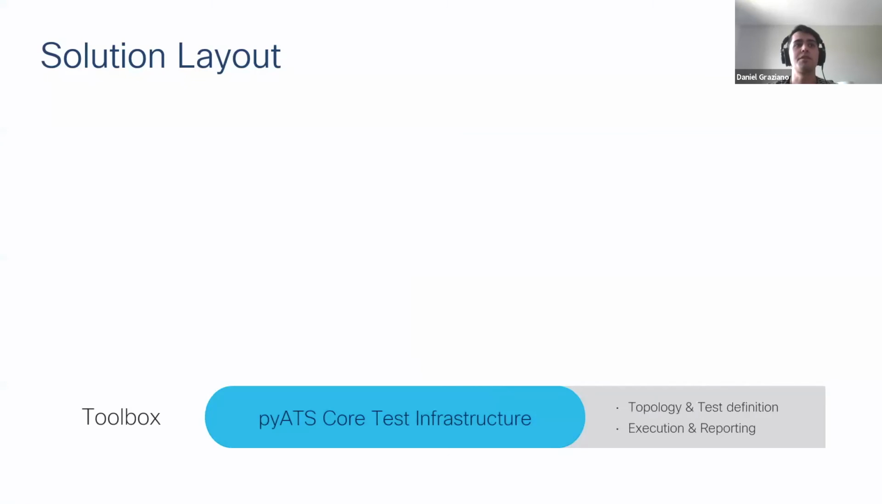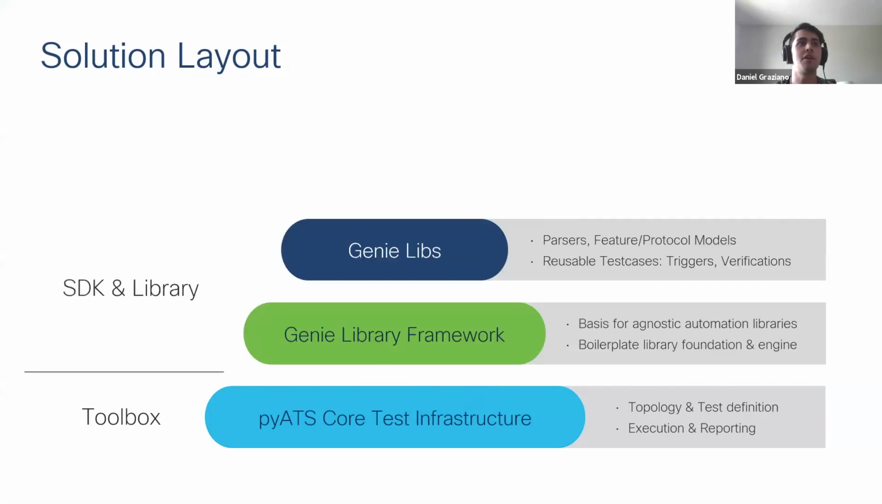So the way it works is at the base level, we have the toolbox, which is the pyATS core test infrastructure. And this is responsible for the execution, reporting, topology, and test definitions. On top of that, we have the SDK and libraries. So the Genie library framework, that's the basis for the agnostic automation libraries. And the libraries on top of that are all of the parsers, the feature and protocol models, reusable test cases, triggers, and verifications.